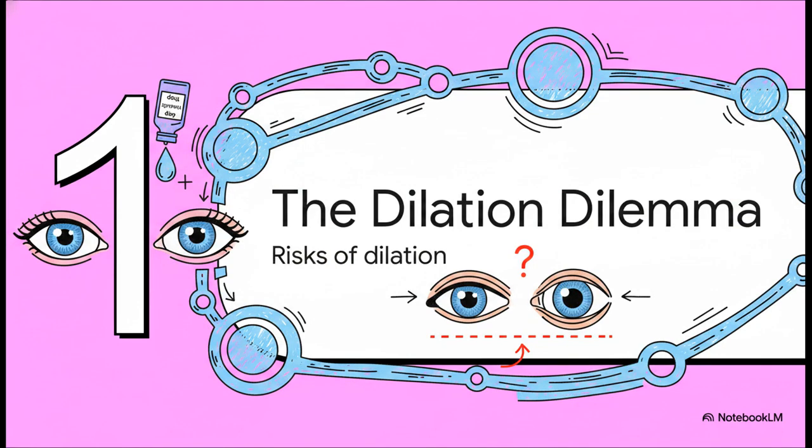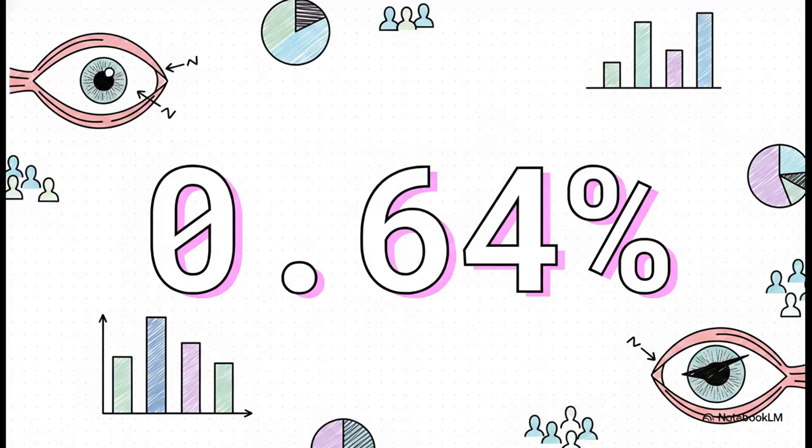Section 1, the dilation dilemma. You know, as clinicians, we carry an immense responsibility before putting a single mydriatic drop in a patient's eye. We absolutely must be certain that the eye's drainage system can actually handle the physical changes that dilation causes to the iris. But you might be wondering, okay, how common is this occlusion risk really?